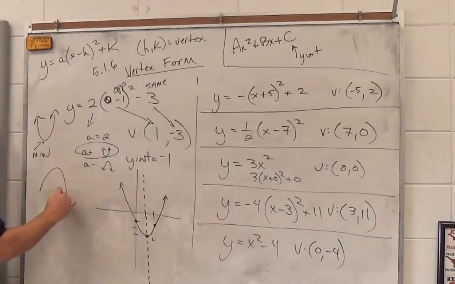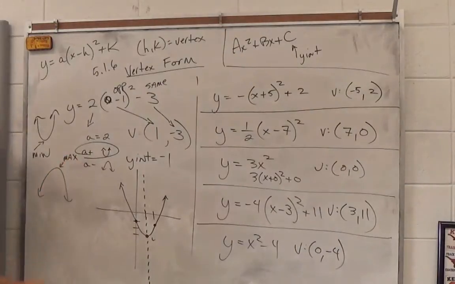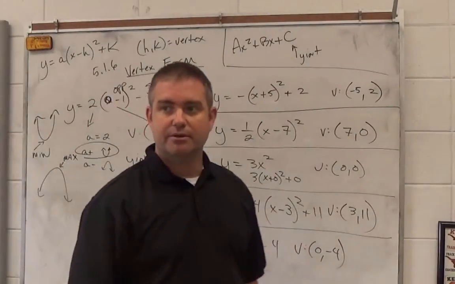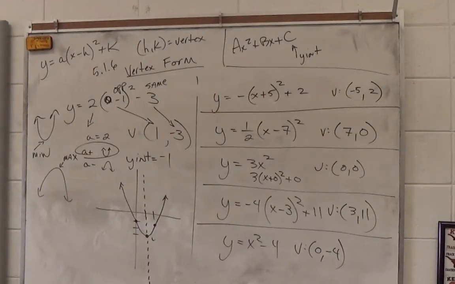On the flip side, if the parabola looks like this, what does it have? It has a maximum value. On your quiz, it's going to say, does the graph have a minimum value or a maximum value? And you've got a 50-50 shot. If it looks like a valley, then you say it has a minimum value. If it looks like a mountain, then you say it has a maximum value.